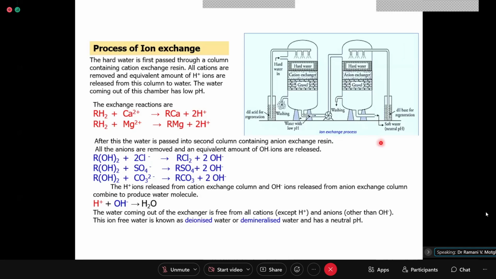Okay. In this particular process, the ion exchange process will then be, the water will then be going to a degasifier, so that the dissolved gases are also reduced. Okay, so this H plus, which is formed here, and the OH minus released by the anion exchange column together form H2O. And hence you get deionized or demineralized water.